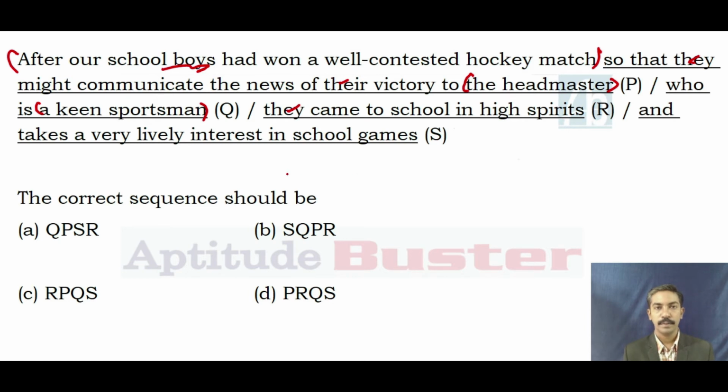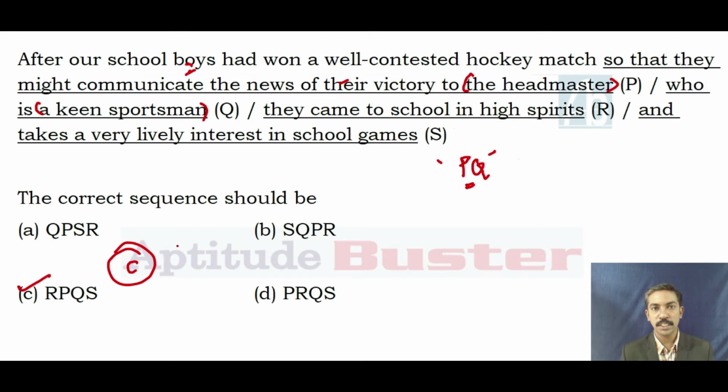That's a clue. Thereby, we can be very sure to say that PQ must be coherent because the headmaster is singular, who is a keen sportsman. P and Q must be coherent because the other segments include plural forms they or their that refer to the schoolboys. The task becomes simpler now. Immediately look for options with PQ and there's only one. The right choice is option C.